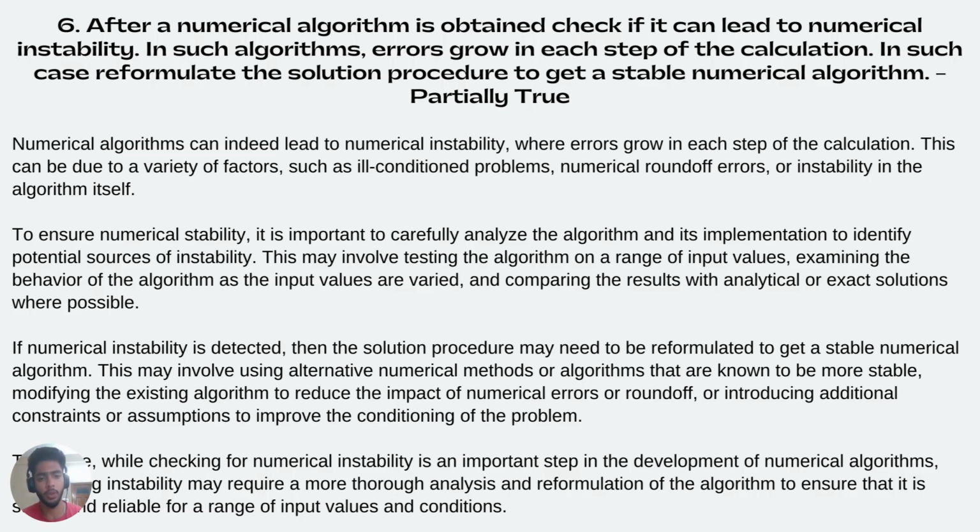We can do this by using alternative numerical methods or algorithms that are known to be more stable than the existing algorithm that we already have, to reduce the impact of numerical errors or round-off, or by introducing additional constraints or assumptions to improve the conditioning of the problem. Checking for numerical instability is an important step in the development of a numerical algorithm, and it may require a more thorough analysis and reformulation of the algorithm to ensure that it is reliable for a range of input values and conditions. Let's go to the next question.